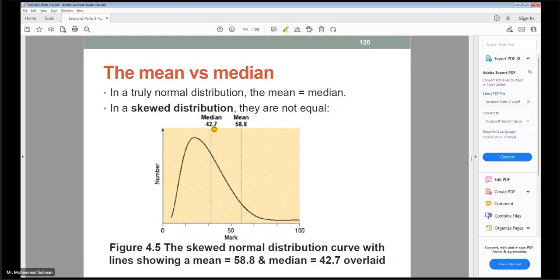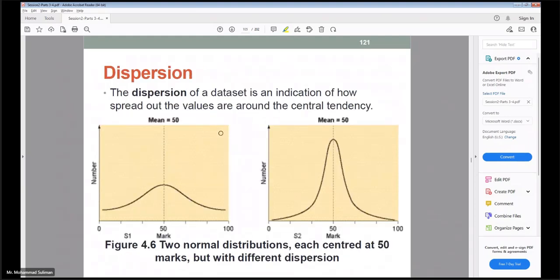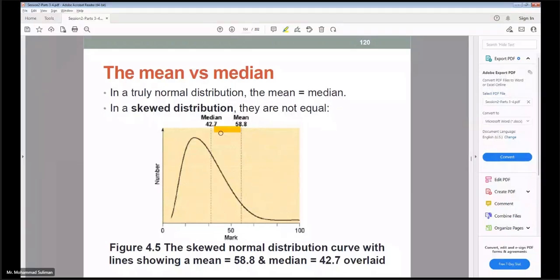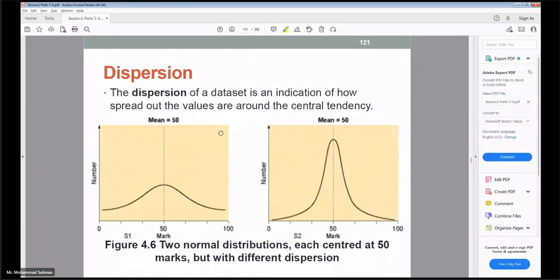Dispersion of a dataset is an indication of how spread out the values are around the central tendency, how the values are distributed on the sides of the mean. So whether the values are equally distributed or not. If the mean is 50 for marks between 0 and 100, then how are the values distributed on both sides of 50, equally or not?